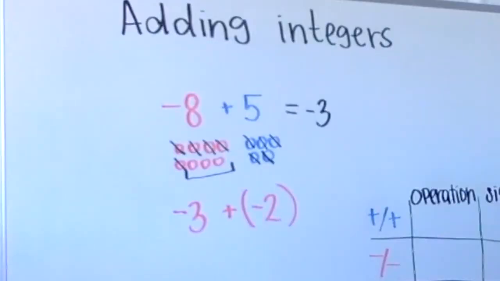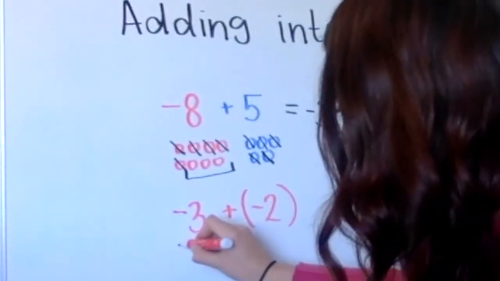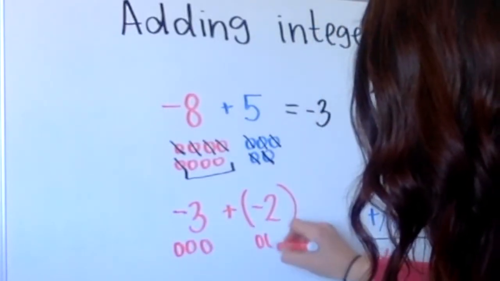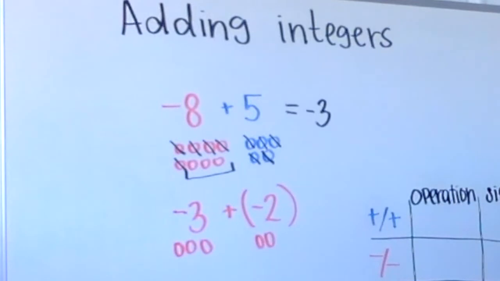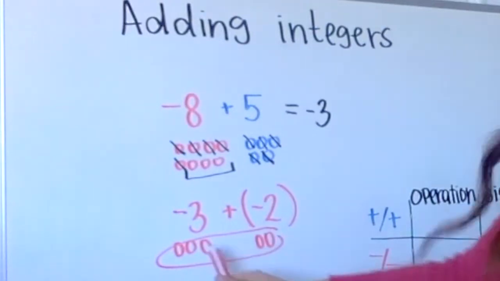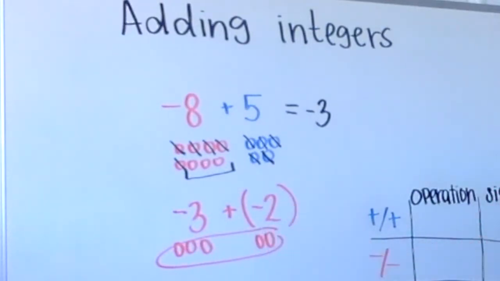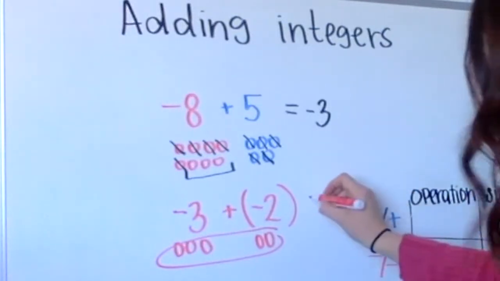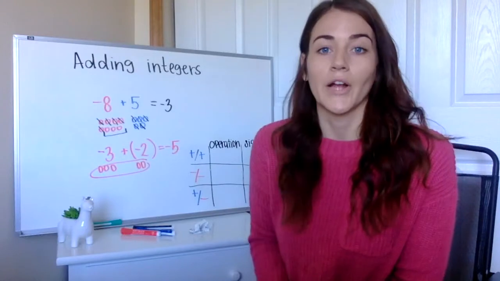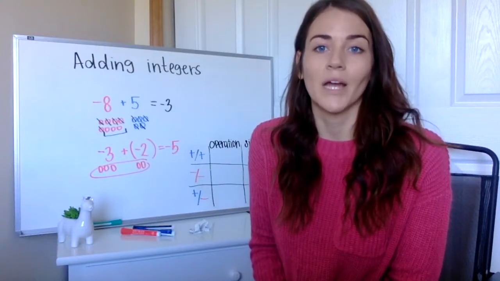So here with my model, I'm going to have 3 negatives, and we're going to have another 2 negatives. Now I don't have any positives to cancel out my negatives, so I can't cancel anything. So what does that mean? That means I'm left with 1, 2, 3, 4, 5, and they're red, so 5 negatives. -5.